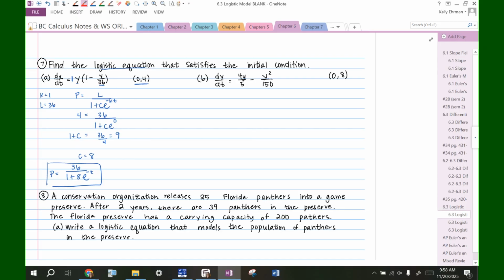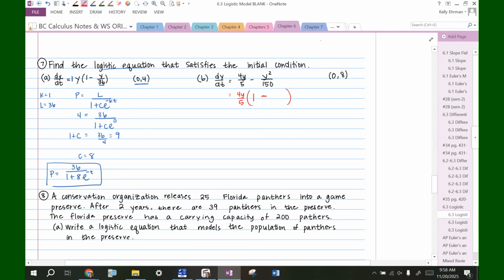All right, now this one is not in the proper form for a logistic differential equation, so I do need to get it into its factored form. The way I know it's not in the right form is because it has to be something times parentheses 1 minus P over L. So I need to do a bit of factoring here. I need this to be 1, so I have to factor out 4y over 5.